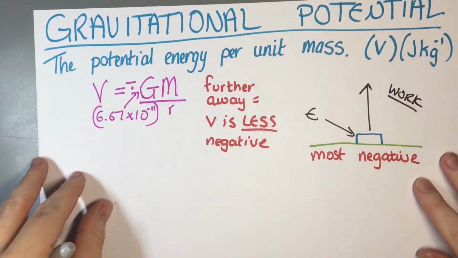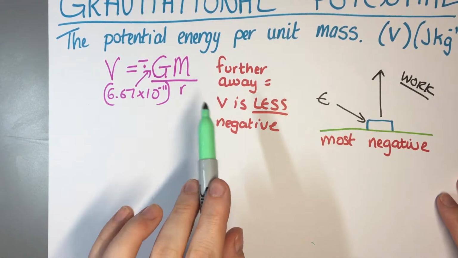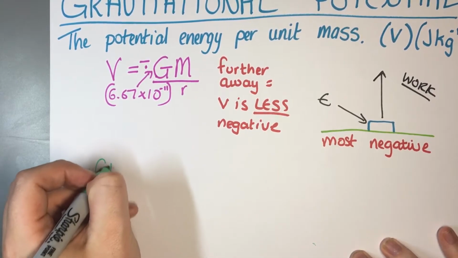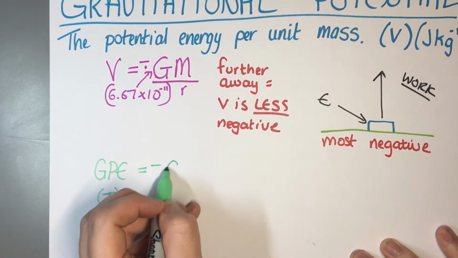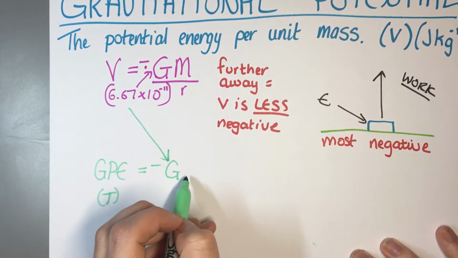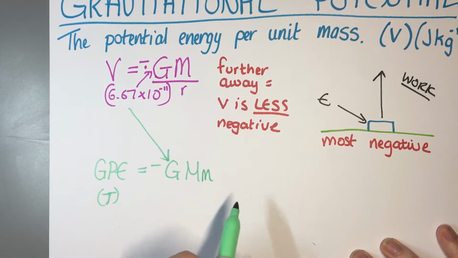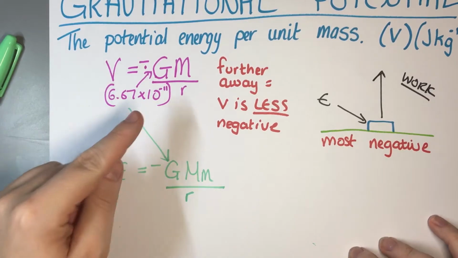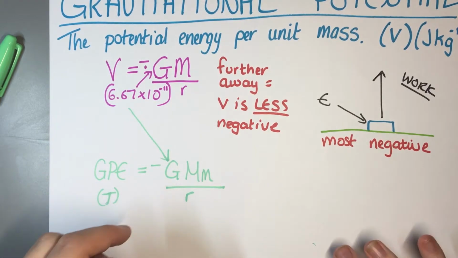Oh, I almost forgot as well. That's if you want to find gravitational potential. But if I wanted to find gravitational potential energy, this is the potential, so now we've got to times it by the mass that we're actually moving. So gravitational potential energy, measured in joules, is minus G times the mass of the object you're moving away from, times the mass of the object that's doing the moving, like a rocket, divided by the radius. So this is gravitational potential, and this is gravitational potential energy. There is a difference between the two.